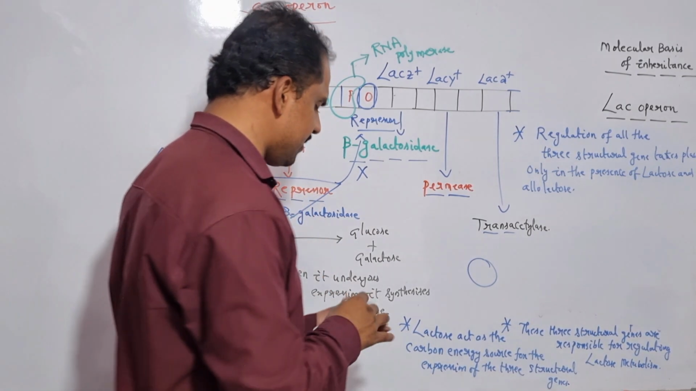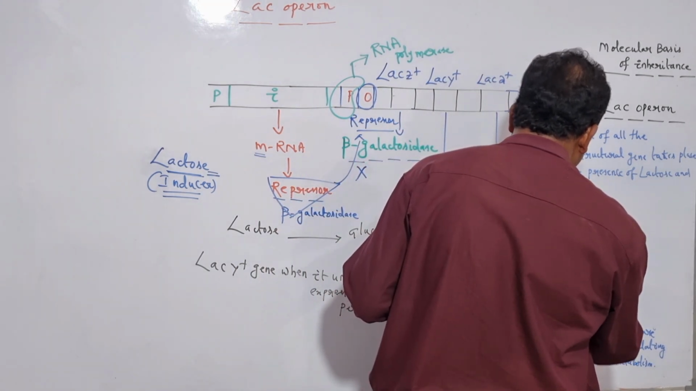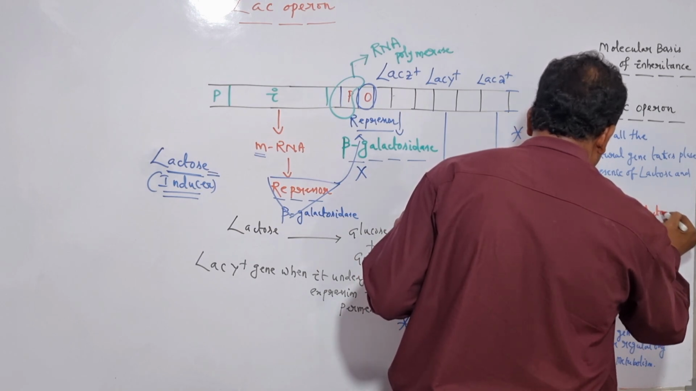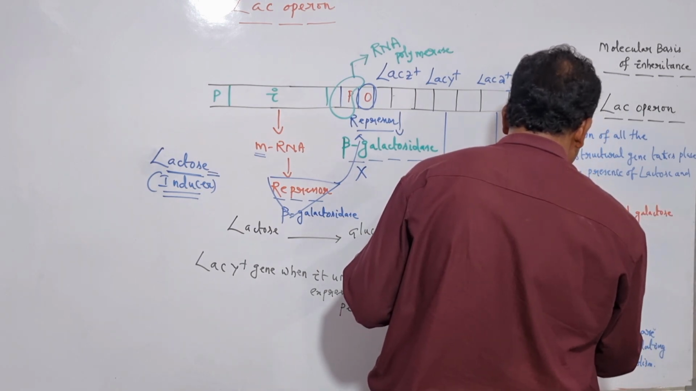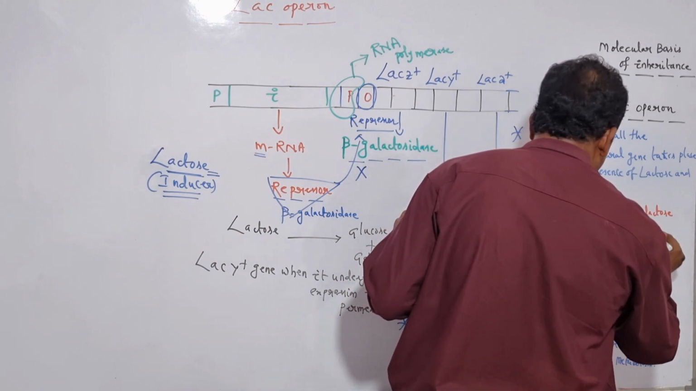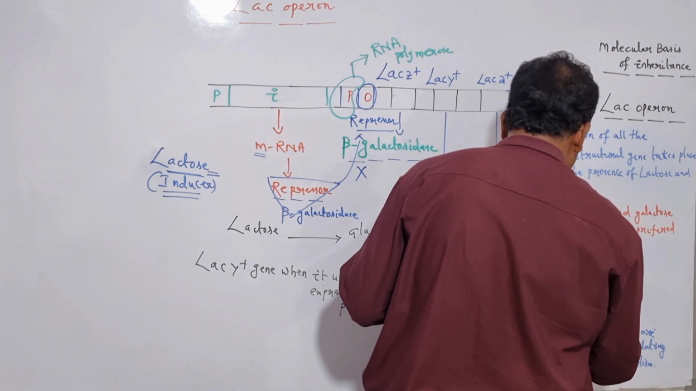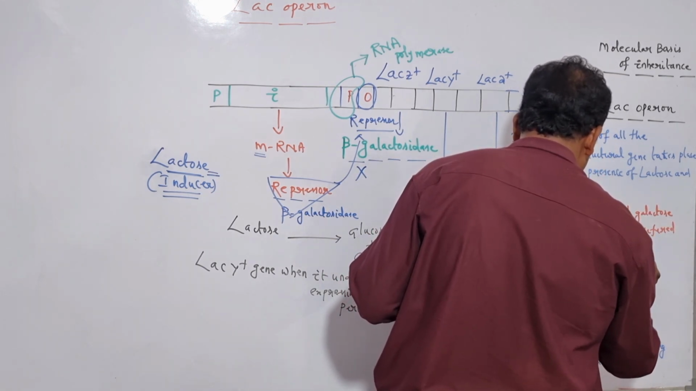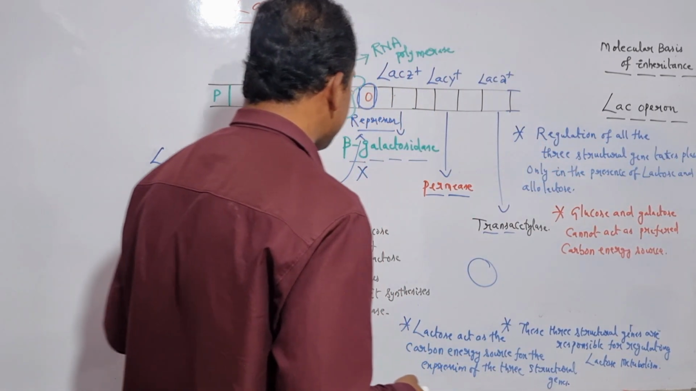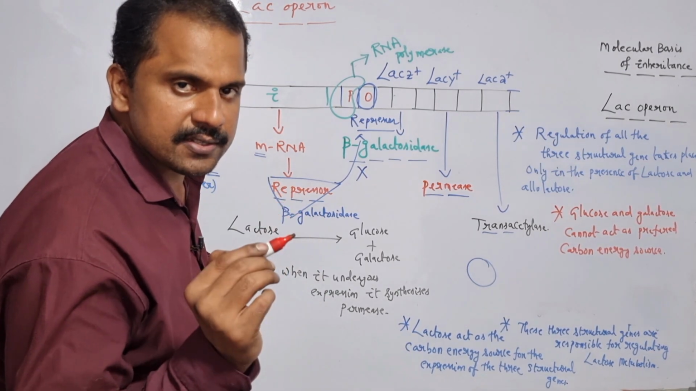But in the presence of glucose, let me write it here, glucose and galactose cannot act as preferred carbon energy source. Is it clear? So the regulation of the lac operon by taking the advantage of the repressor is termed as what? Negative regulation. Is it clear?